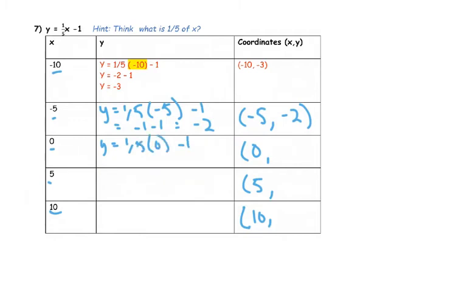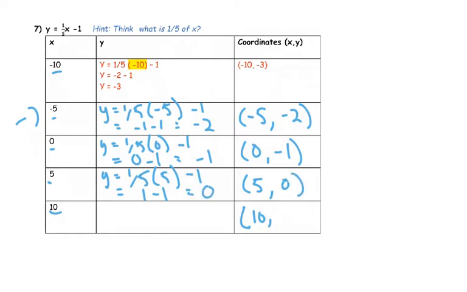I love zeros because 1/5 of 0 is 0. 0 minus 1 is -1. Multiplying by zeros is so easy. So 1/5 of 5, we did it here, we knew it was 1. That makes this +1. And a +1 minus 1 is 0. And finally, 1/5 of 10. So what's 10 divided by 5? 2. And 2 minus 1 is 1.